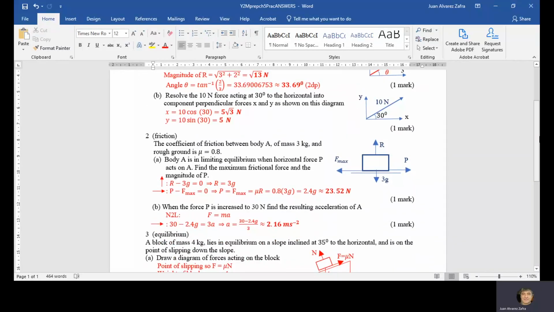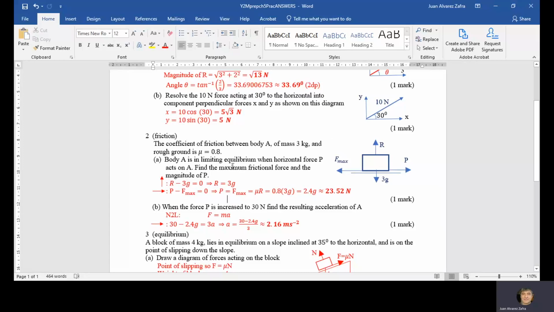Friction. So the coefficient of friction between a body A of mass 3 kilograms and rough ground is mu equal to 0.8. Okay, this gives you a ratio between the normal contact force and the maximum frictional force. And remember, frictional force acts to resist possible motion or actual motion. So body A is in limiting equilibrium.